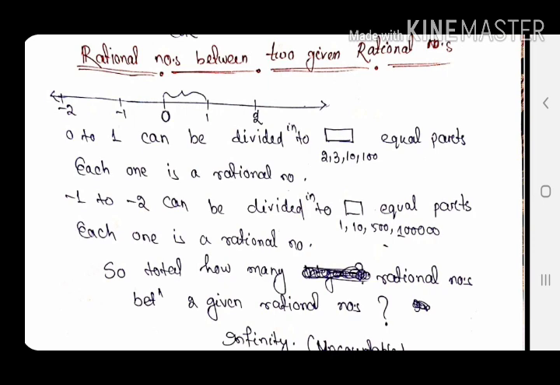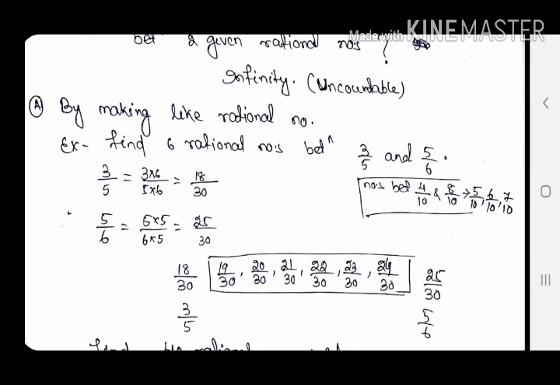So in between two rational numbers, how many rational numbers are possible? It may be 2, it may be 10, it may be 100, it may be 1000, it may be lakh, it may be infinite, not countable. So keep in mind, in between two rational numbers, there are infinite, uncountable rational numbers. Now we will discuss how to find those rational numbers.